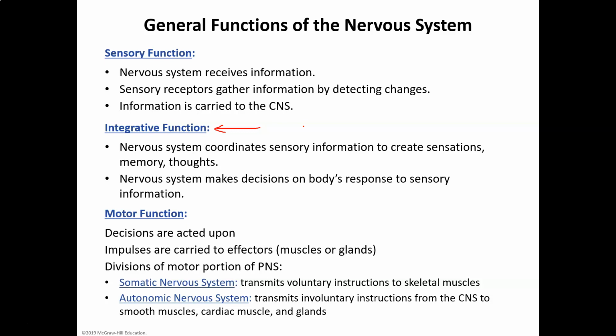Your nervous system coordinates sensory information to create sensations, memories, and thoughts. The nervous system then makes decisions based on the body's response to sensory information, right? You take the information in, your brain and spinal cord figure out what to do, then the motor function takes it out. And the motor division does what the central nervous system tells it to do.